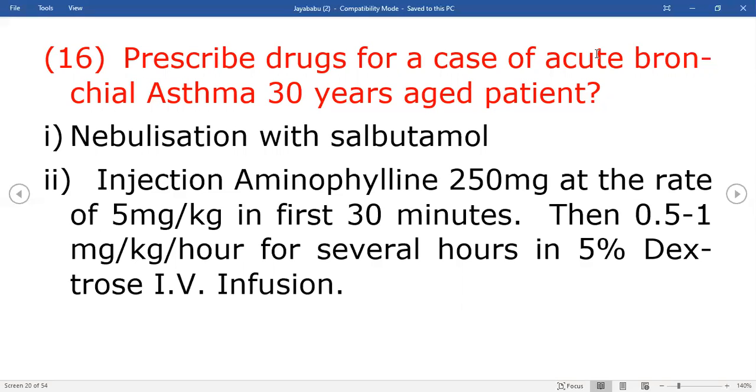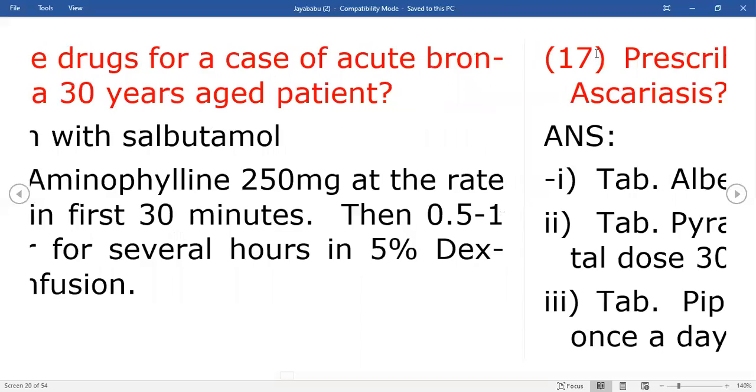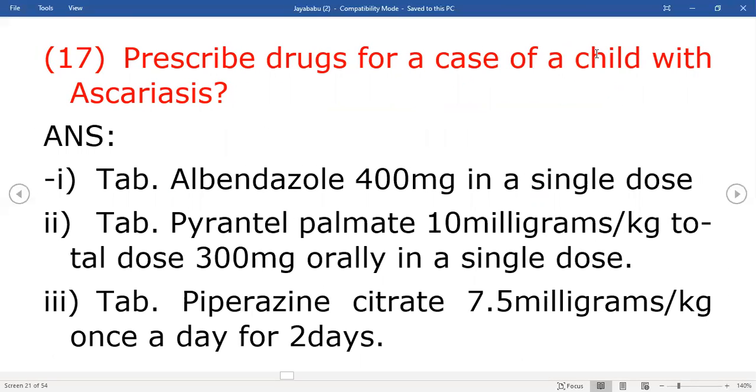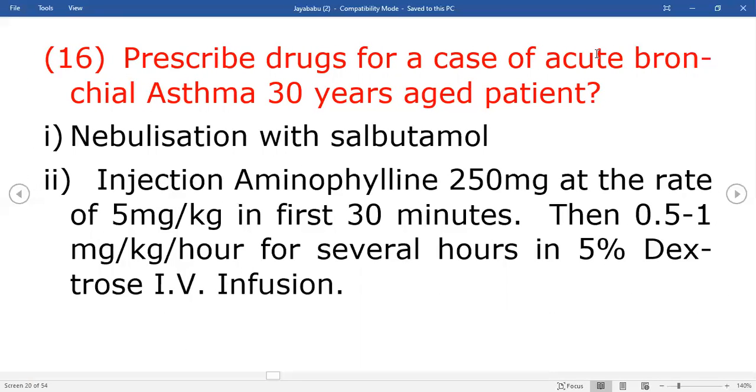So the patient comes to your clinic with complaints of acute attack of bronchial asthma. So you nebulize the patient with salbutamol and then you put him on aminophylline 250 mg at a rate of 5 mg per kg initially in the first 30 minutes, followed by 0.5 to 1 mg per kg per hour for several hours in 5% dextrose IV infusion. One should be very careful with this aminophylline since it causes some complications. So that is the reason why you're supposed to put the patient on IV infusion.